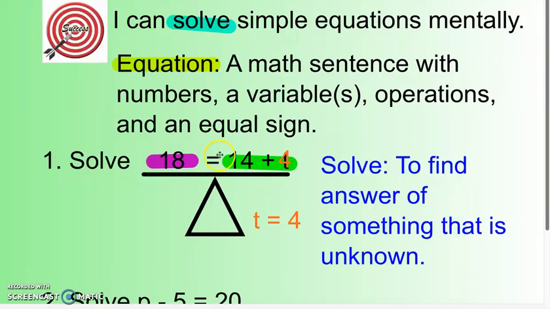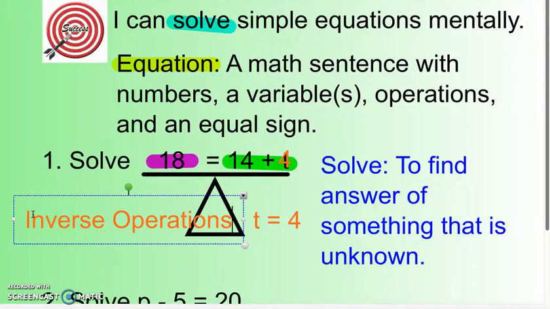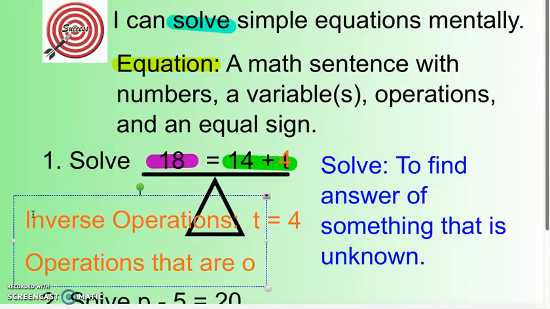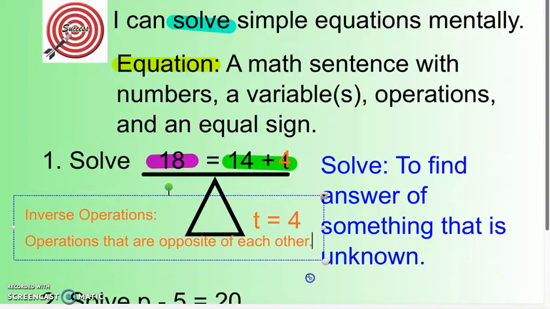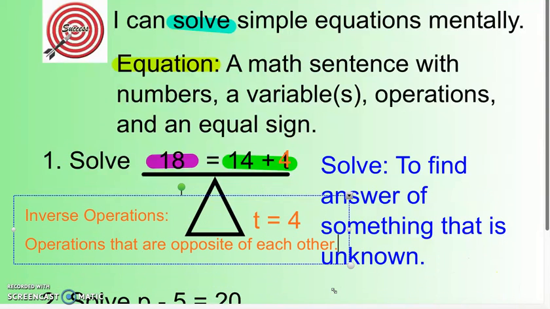And subtraction, how is that related to addition? Exactly, they are opposite of each other. In math terms, we call them inverse operations. They are operations that are opposite of each other. And so addition and subtraction are inverse operations, and division and multiplication are inverse operations.